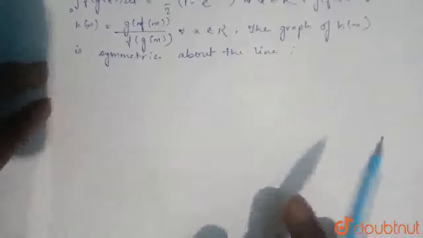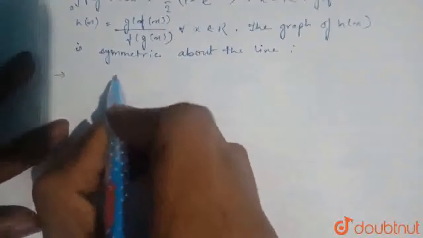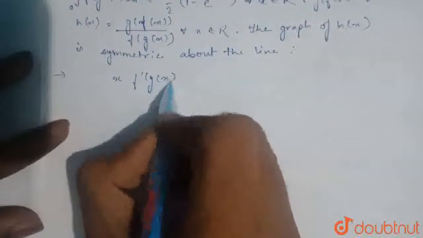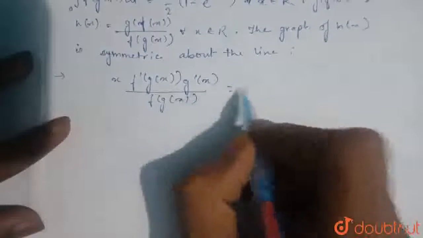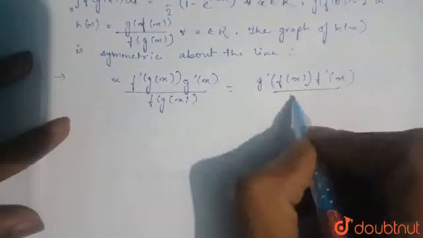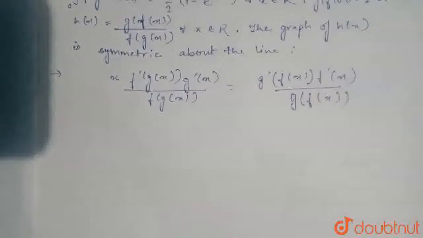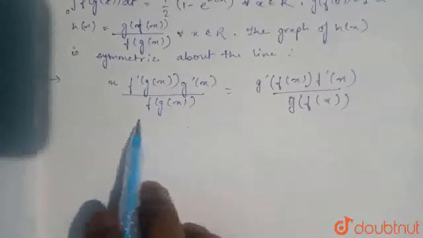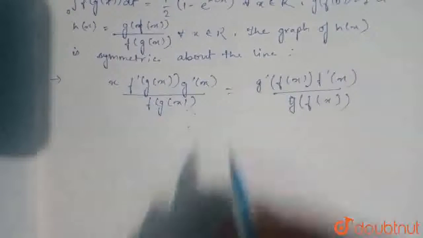So the first thing we'll do is consider the equation given and rearrange it, and we'll find it as x times f dash of g(x) into g dash x divided by f of g(x) is equal to g dash of f(x) times f dash x upon g of f(x). Okay, so on rearranging we get this. Now we can see that f of g of x, the function is this, its derivative is this. Also g of f of x, the function is this, its derivative is this. It's easily recognizable. So we can just multiply dx over here and integrate both the sides.